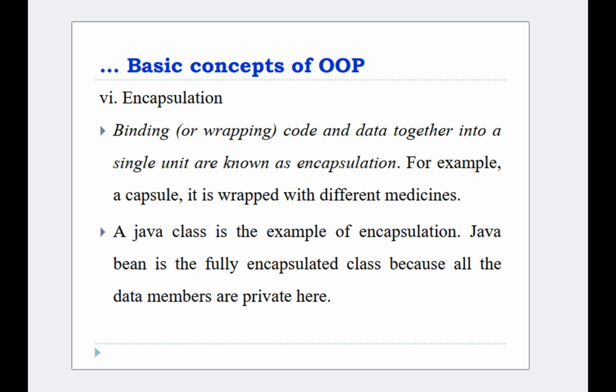Basic concepts of OOP 6. Encapsulation. Binding or wrapping code and data together into a single unit is known as encapsulation. For example, a capsule is wrapped with different medicines. A Java class is an example of encapsulation. A Java bean is a fully encapsulated class because all the data members are private here.